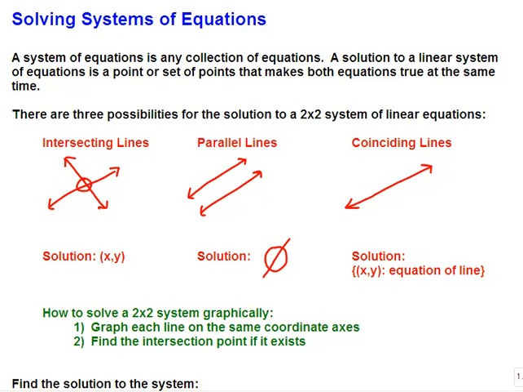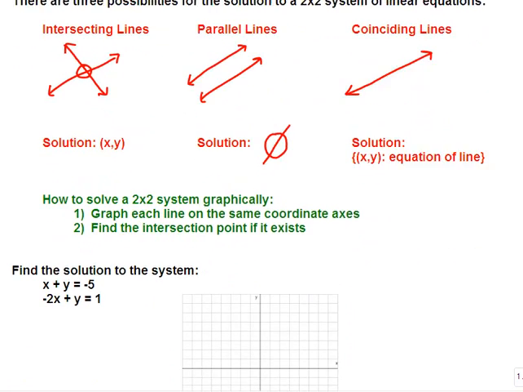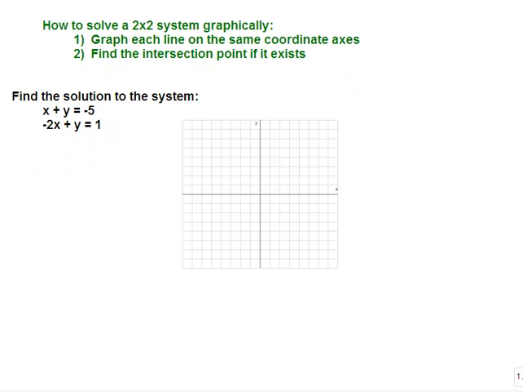So there's several different ways to solve systems of equations. The first method that we're going to use is to solve a system graphically, and to do that you're going to just take each equation of your line and graph them right on top of each other, and you're looking for that intersection point.